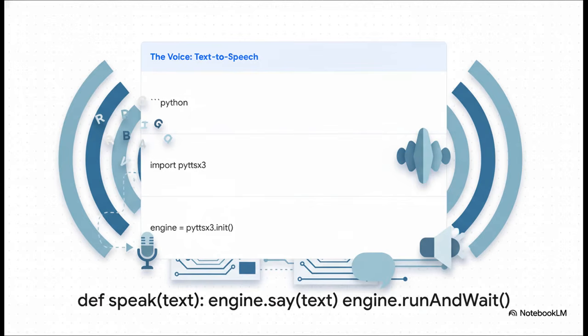And finally, to close the loop, we give our AI a voice. This little snippet is so simple but so powerful. It can take any piece of text, whether it's a complicated answer from the brain or just a quick, okay, I've opened Chrome, and it speaks it out loud through your speakers. And just like that, you can have a conversation.